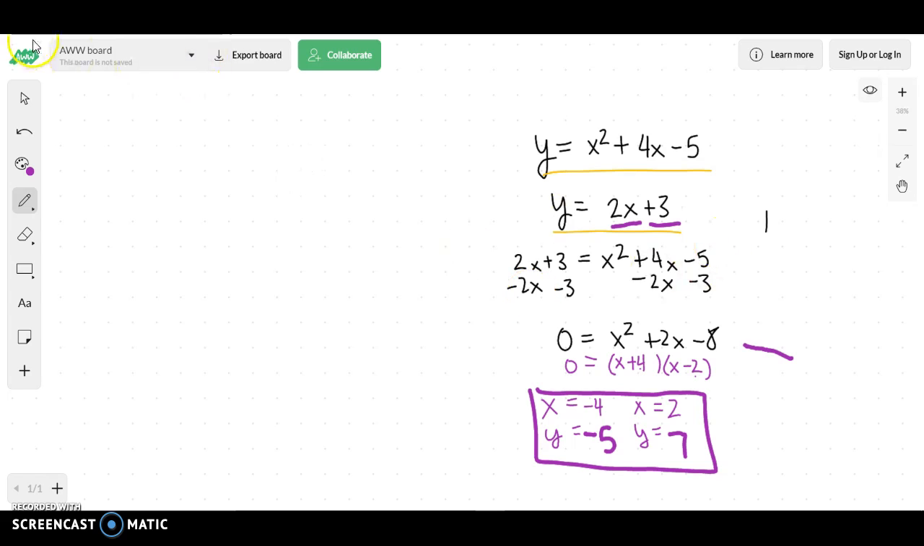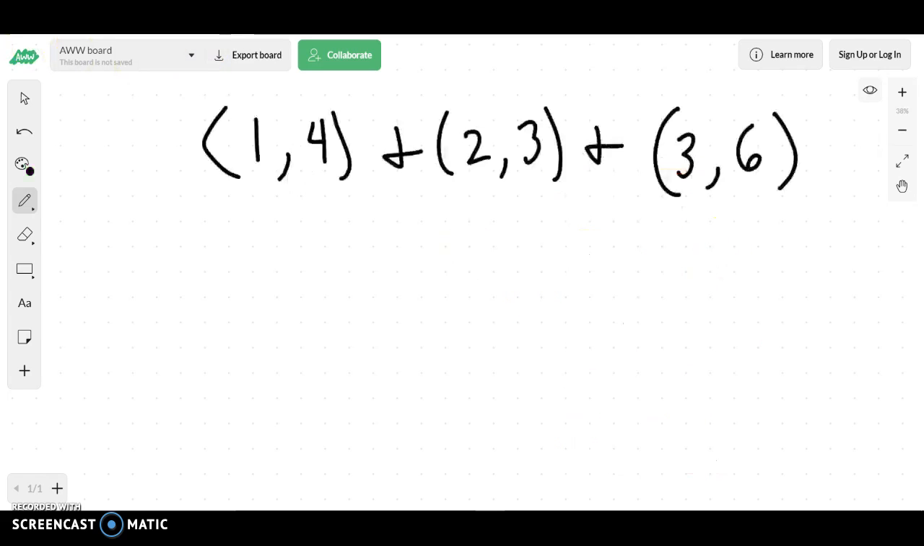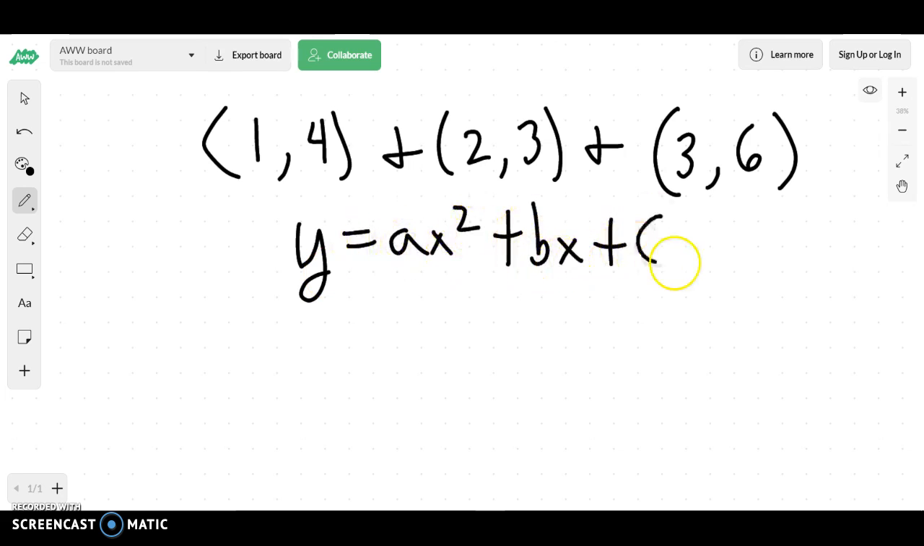Okay, let's do one last problem. Let's say you were given these 3 points and you needed to write a quadratic equation. Now normally we write it in vertex form if we're given a graph, but if we're given points, we want to write in standard form, which is y equals ax squared plus bx plus c. Well then, what we could do is plug x in for these x's. We could do it a second time with this x in for these x's, and a third time with this x for these x's.